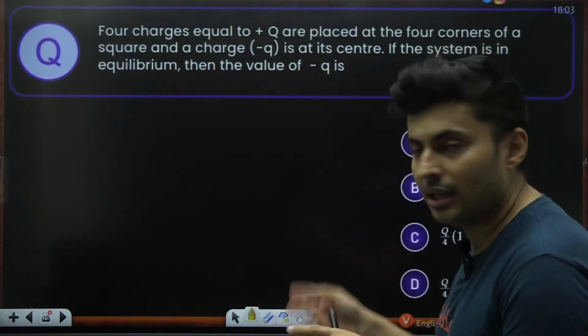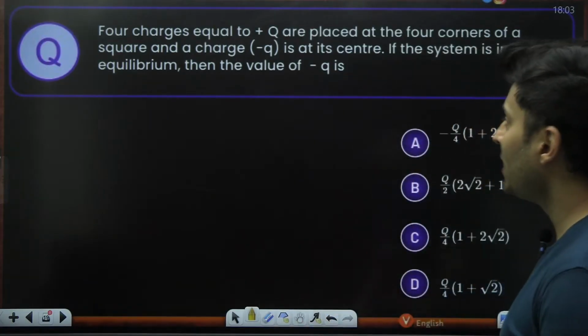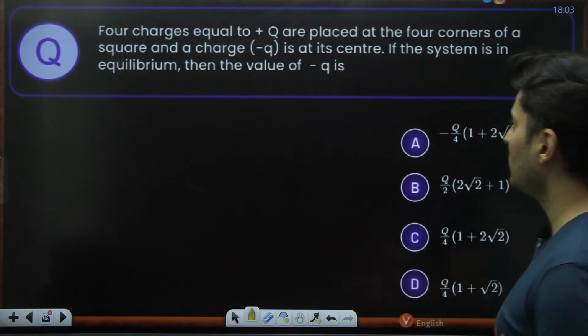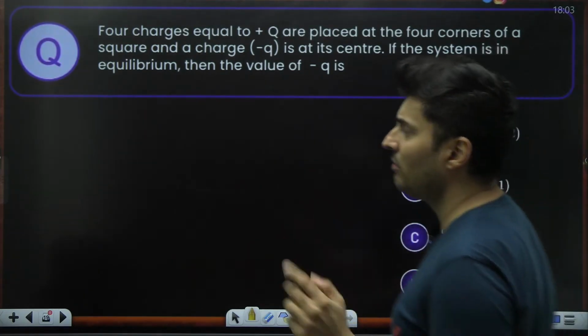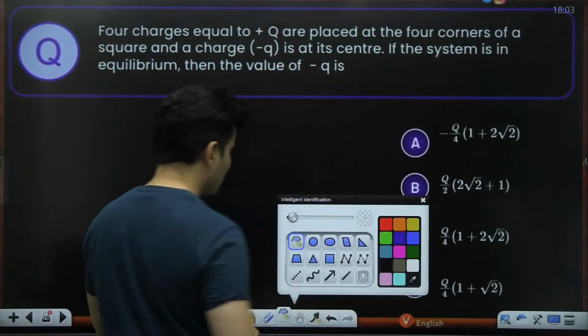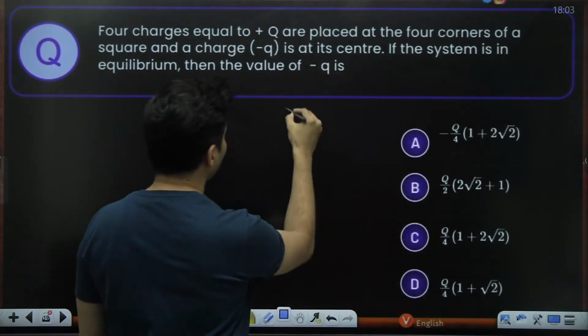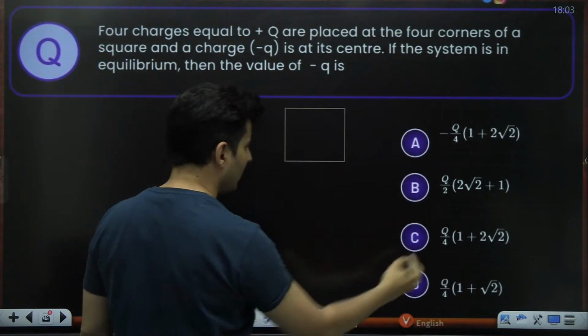IIT, not IIT. Okay, 4 charges are placed at the 4 corners of a square, and there is a charge at the center. If the system is in equilibrium, then what is the value of negative Q? This is going to be again a little lengthy, but that's okay. That's how the questions are.